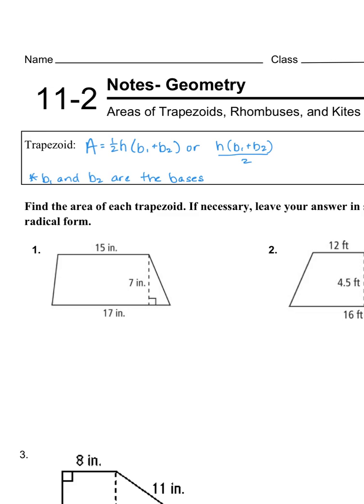So if I look at example 1, my bases are going to be these parallel parts. So I'm going to take 15 plus 17, multiply by the height, and then divide by 2. So 15 plus 17 is 32, times 7 is 224, and then divide by 2 and we get 112. So the area here is 112 inches squared, because again, area is always squared.